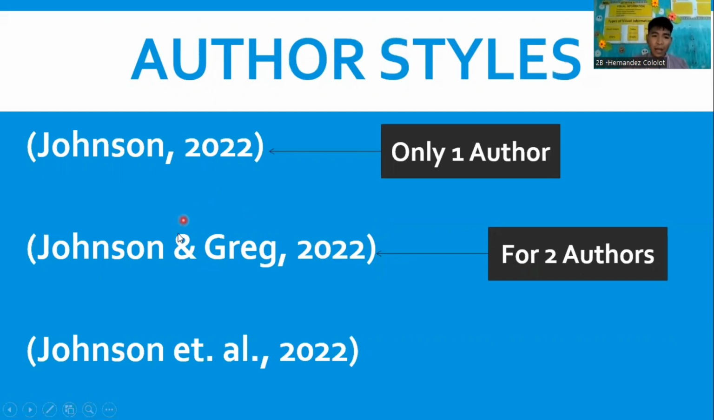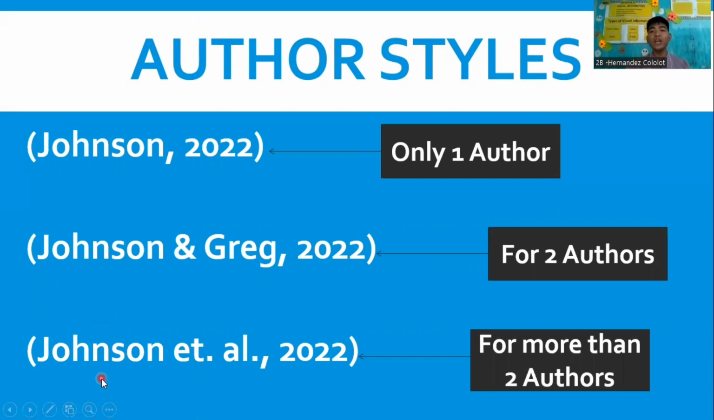Please take note of this sign. It is called an ampersand, which is read as "and." So it is read as Jensen and Greg 2022, but as a symbol, it is called an ampersand. The third one is good for more than two authors, at least three authors and at most unlimited authors.